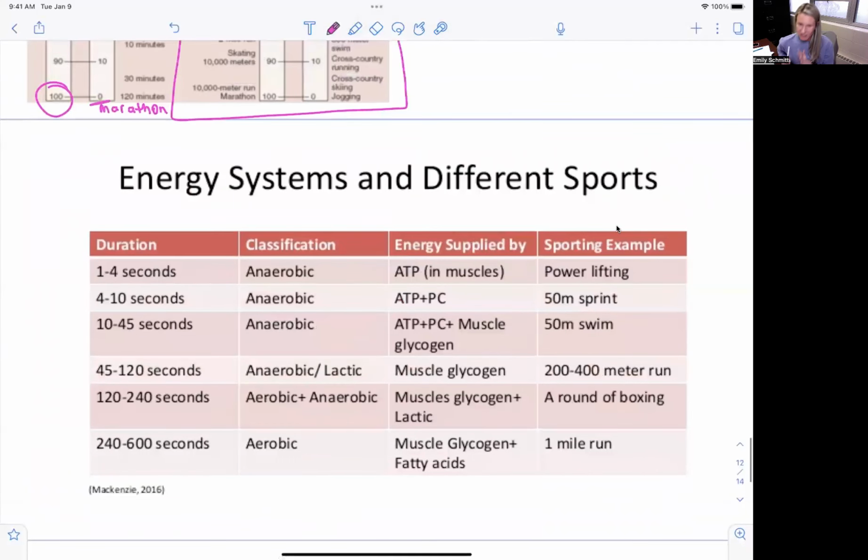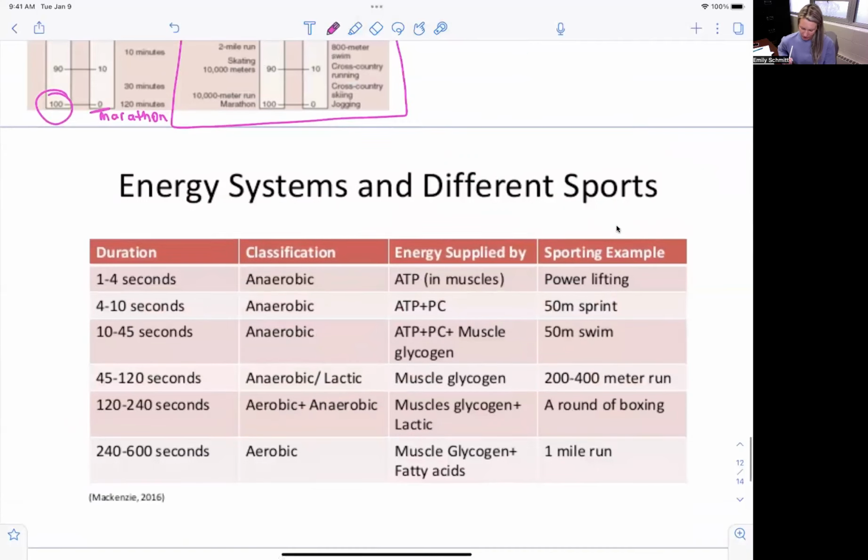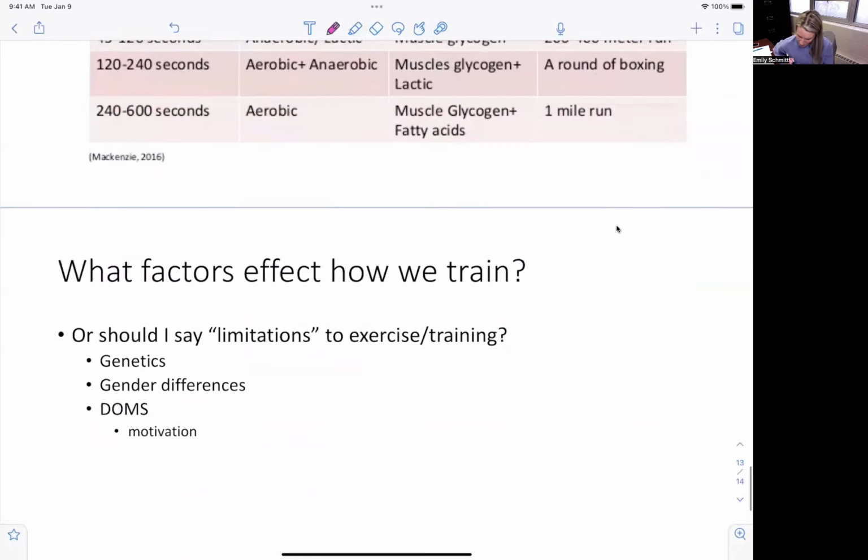Again, this is just a different way to look at this visual up here. We're talking about duration of movements of sports, what they're classified at, the energy that's supplied, and then a sporting example. So I'm not going to read through this, but just know that you have this here to come back and reference for your homeworks and your quiz.